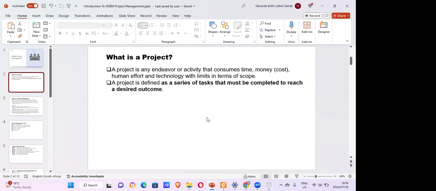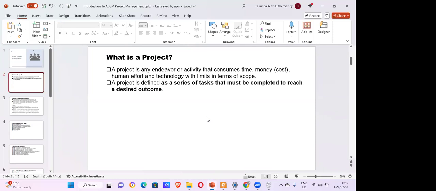But from the definition here, we are saying that a project is any endeavor or activity that consumes time, money, human effort, and technology with limits in terms of scope. Or put simply, a project is a temporary endeavor that you undertake to create a unique product or a unique service or a unique result. So that's what a project is. It's something that gives you something unique at the end of the day, whether it be a product, a service, or a result.